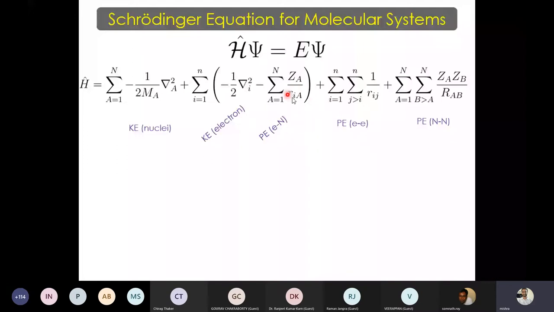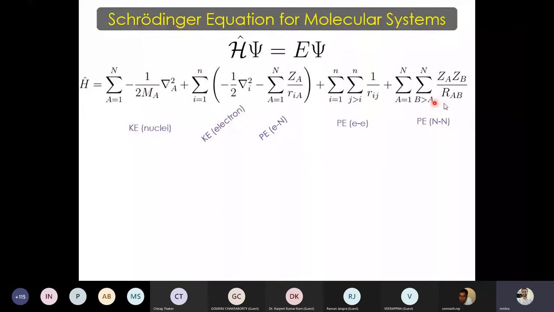Similarly, I have the interaction between two electrons, electron-electron interaction, so i and j. So the Coulombic energy corresponding to this is 1 over r_ij. There is a 4 pi epsilon 0, which is again unity in atomic units, so that is taken out. And the final term that you see is the interaction between one nucleus and another nucleus, so nucleus A with nucleus B. When I have a molecule, I have several atoms. So this is the nuclear-nuclear repulsion. So these are the terms that I have in the Hamiltonian.